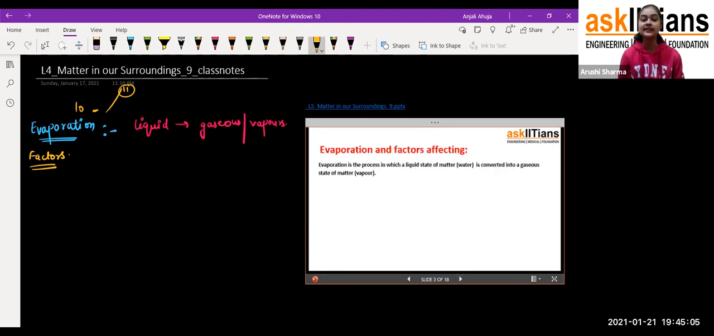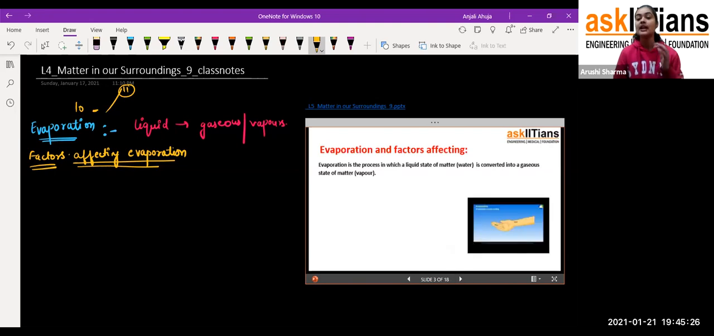Now students, we see what the factors affecting evaporation are. We are going to discuss all of these factors right now. As I told you, evaporation is a process in which a liquid, or water, is converted into the gaseous state of matter that we call vapor. Fine. Now, what are the factors affecting evaporation?